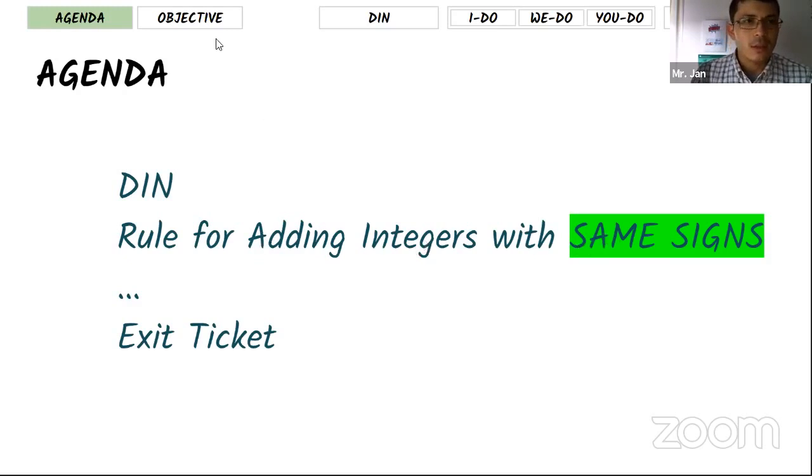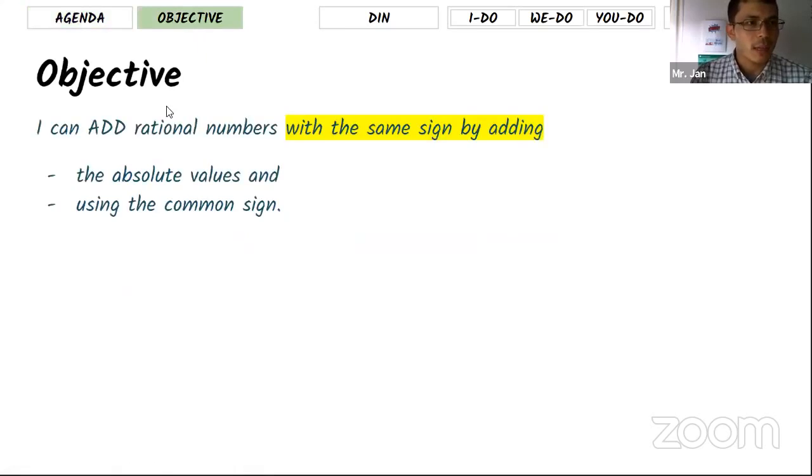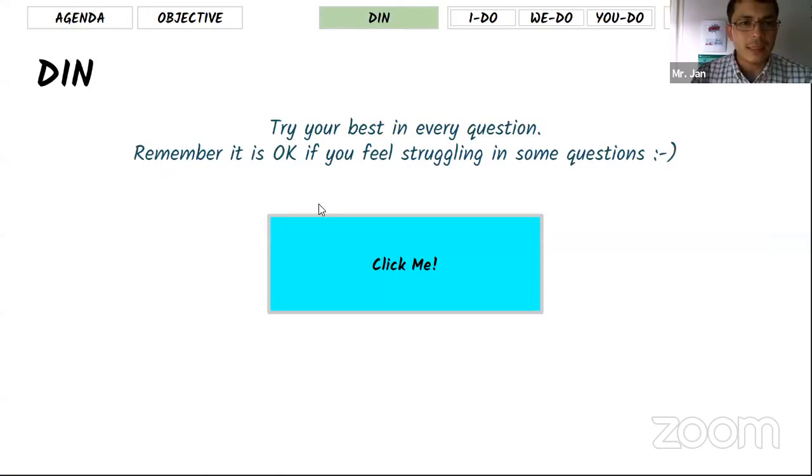Okay. So today's objective is: I can add rational numbers with the same sign by adding the absolute values of those numbers and using a common sign. So we need to pay attention to the common sign when we are not using the calculator, okay, for same sign numbers. So about the warm-up, hope everybody finished the warm-up.